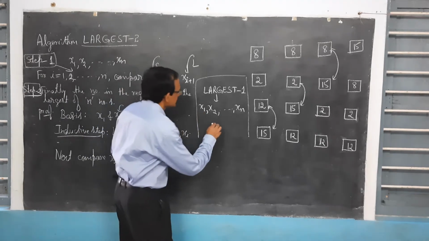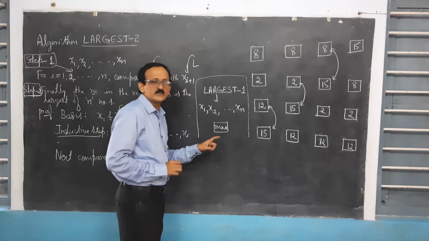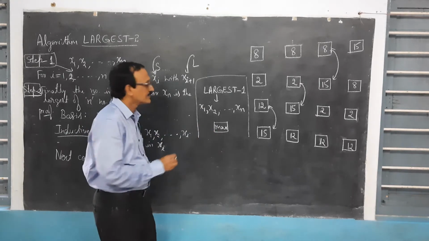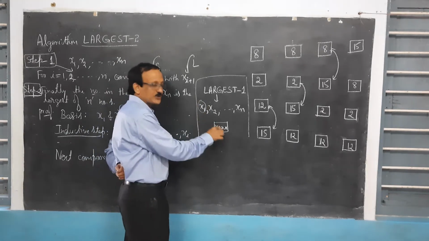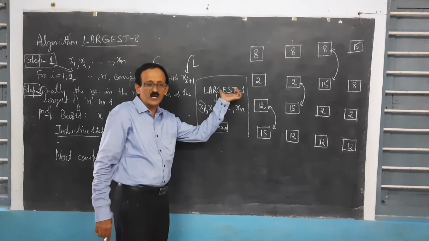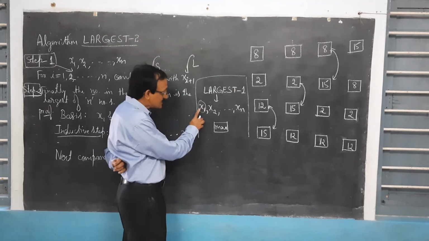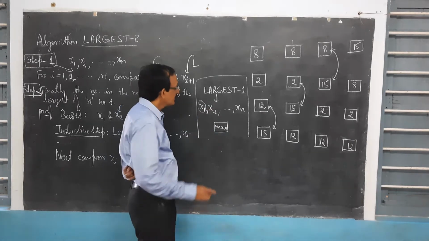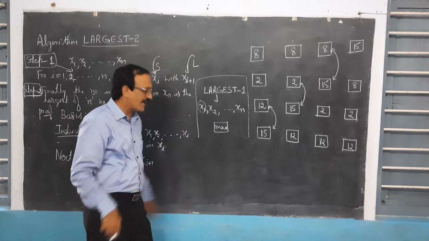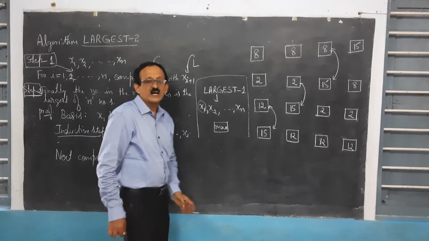You have to take a register called max, and in this register you store the value in x1. The content of x1 is stored in max. This is the largest one algorithm we studied in the last session. Then compare max with x2. If x2 is larger than the value here, move x2 here. Otherwise, do nothing.